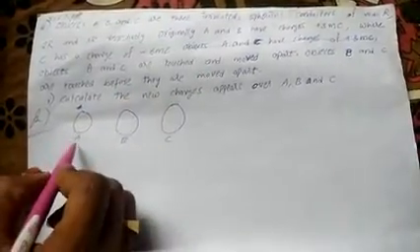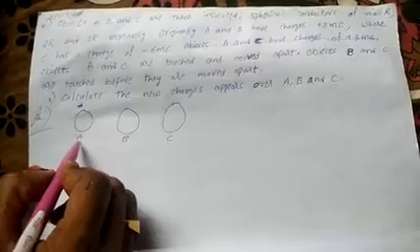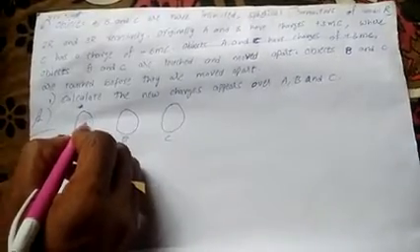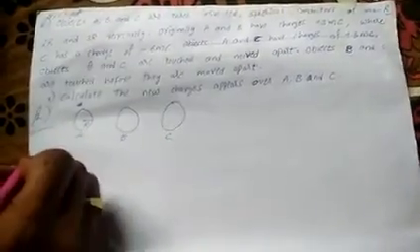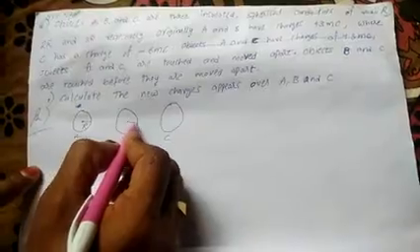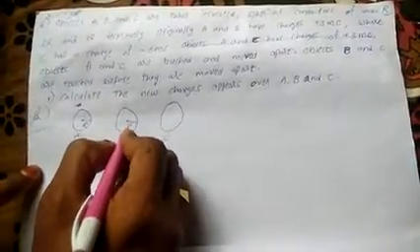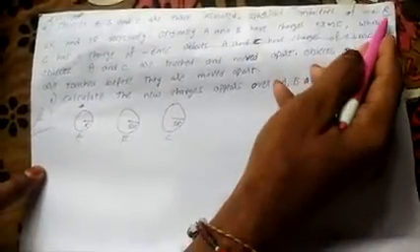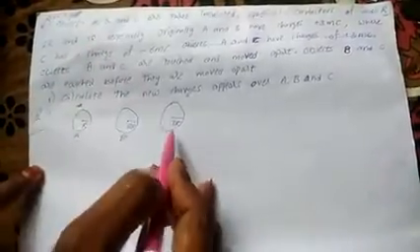So this is A. The spherical body A has radius R, body B has radius 2R, and body C has radius 3R, as already given. So this is the radius R for A, 2R for B, and 3R for C.